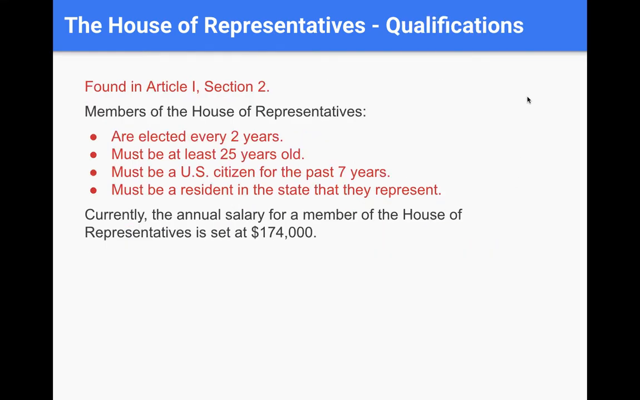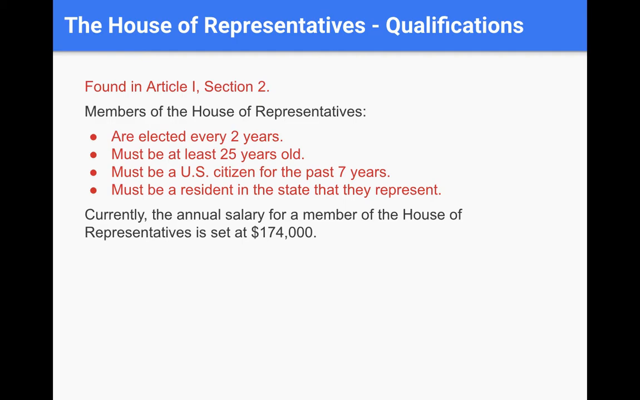In terms of qualifications, to be a member of the House of Representatives, you have to win the election. But there are also some other constitutional qualifications that you can find in Article 1, Section 2. I would go ahead and get your copy of the Constitution out and highlight those, okay, because we're going to be coming back to those in class, and then I'll make it really easy to find them. Okay? Article 1, Section 2. Those qualifications are that you have to be at least 25 years old, that you have to be a U.S. citizen for at least 7 years, and you have to be a resident of the state that you represent.